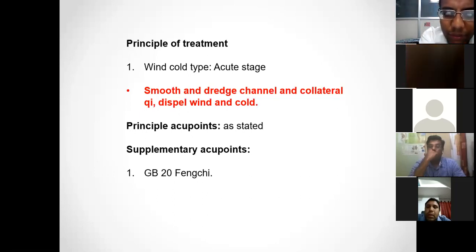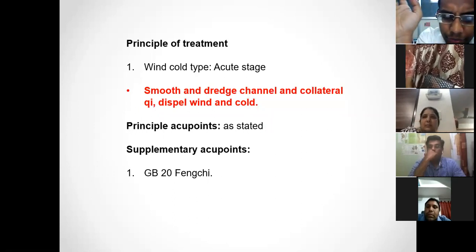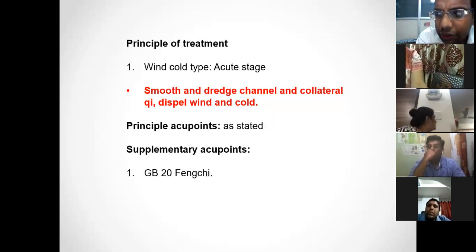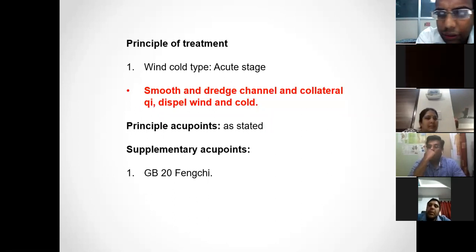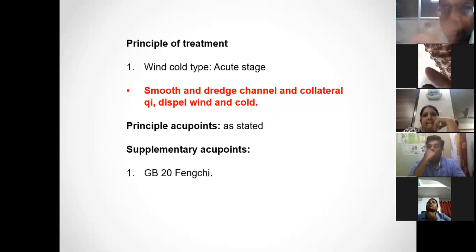Principal treatment, wind-cold type, acute stage: smooth the channels and collaterals and dispel the cold. Principal acupuncture as stated. So for wind-cold type, I already told you the principal acupoints are the same, only add Fengchi, that is GB20. Whenever this wind-cold type stage is there, whenever you find those symptoms, you should add GB20 in addition to the principal acupuncture points. GB20 is a very good point. It removes the external wind from the body.